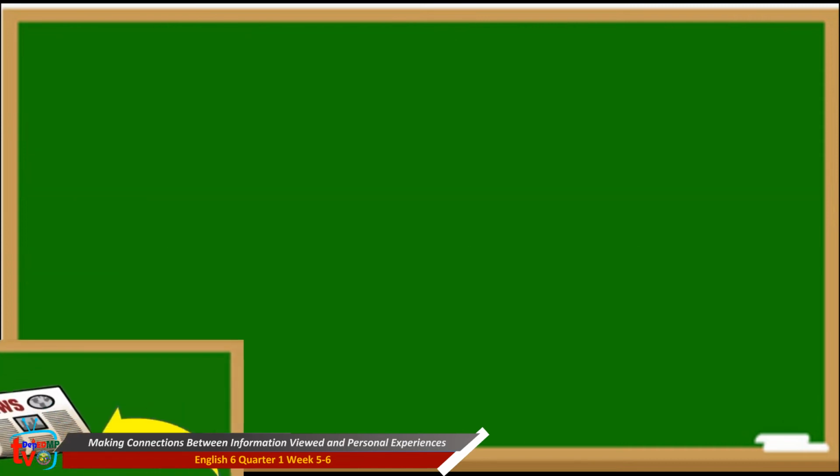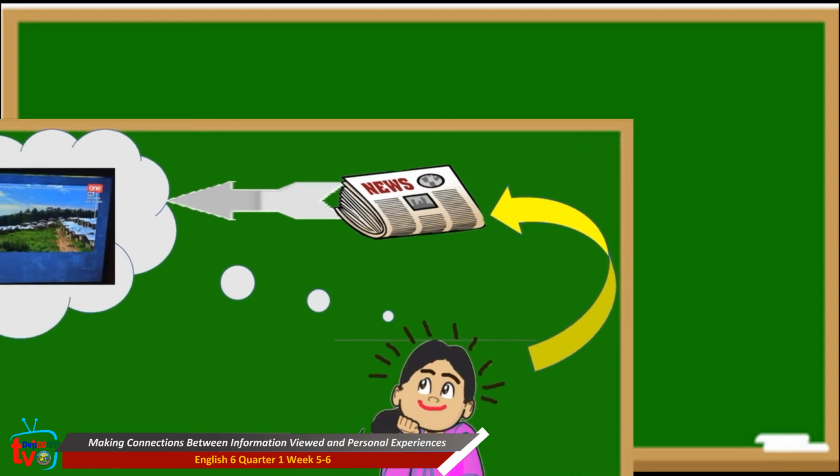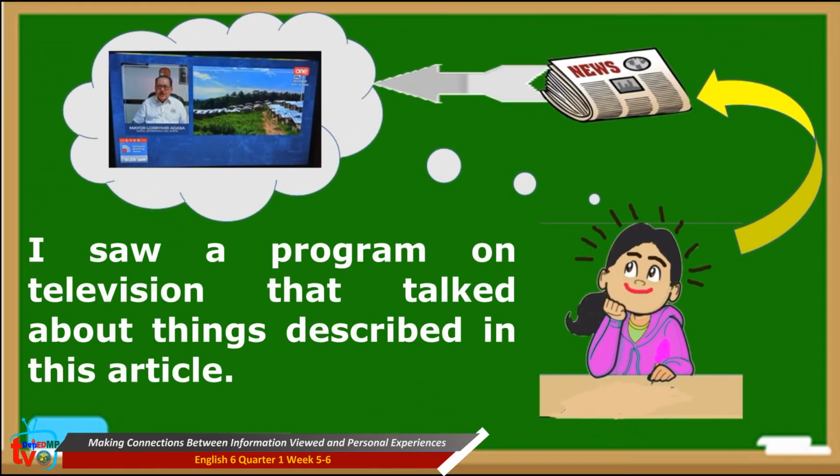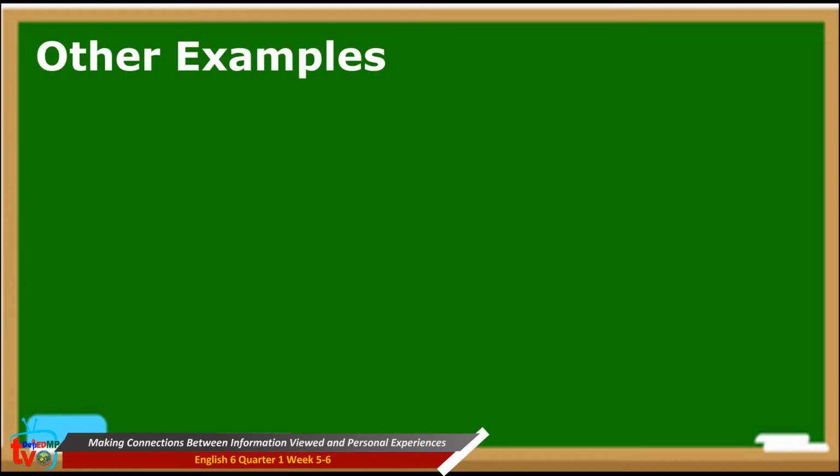Let us look at this example of text-to-world connection. I saw a program on television that talked about things described in this article. In this example, the reader connects what she viewed on the television to the article she is reading. Let us have these other examples.